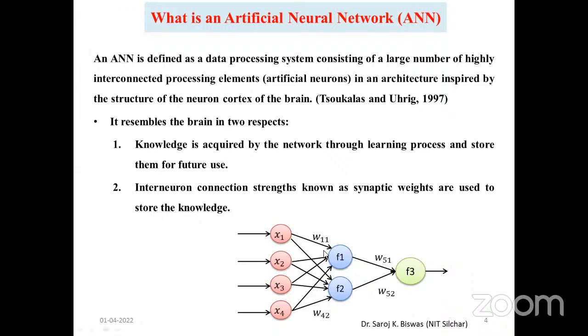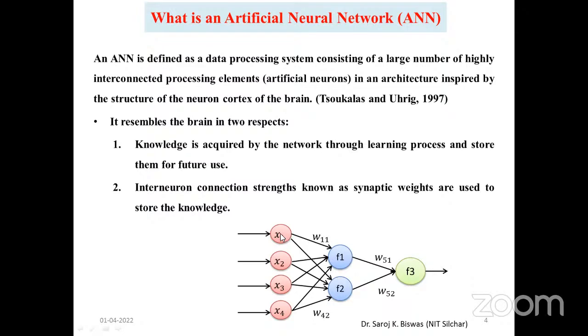In one word, we can say it's a data processing system with a number of processing elements. Now, this neural network resembles our brains in some ways. By this neural network, we can acquire knowledge by learning, right? And this acquired knowledge is also stored for future use, like in human beings. How is this knowledge stored? This knowledge is stored in interconnections, called the interneuron connections.